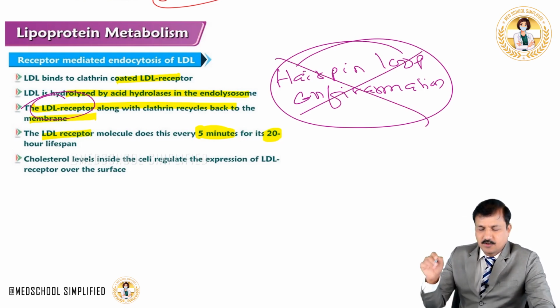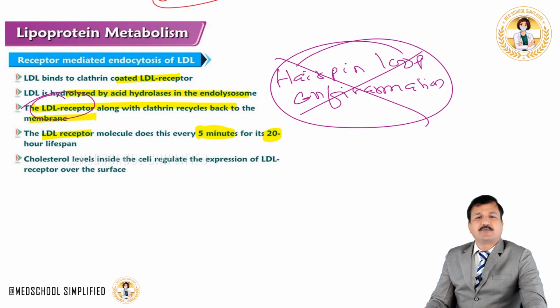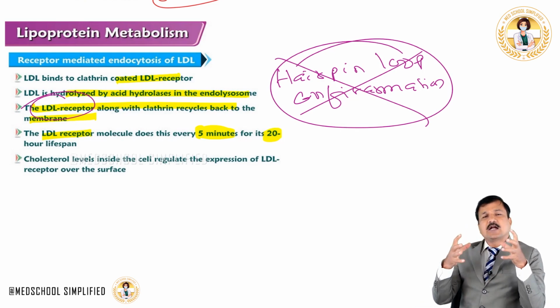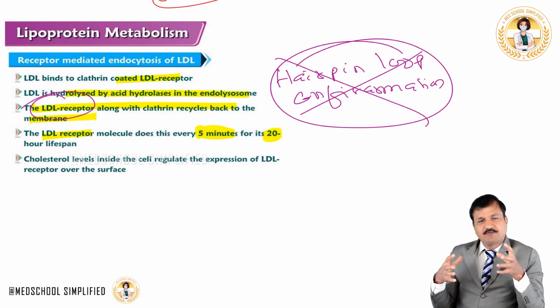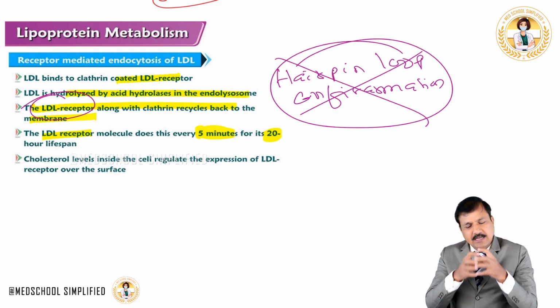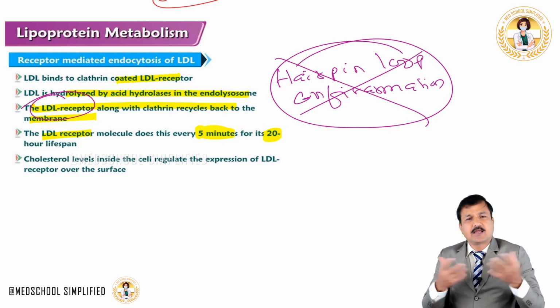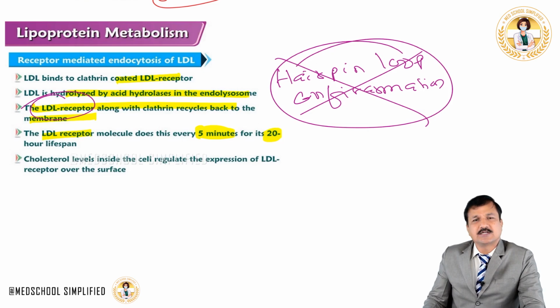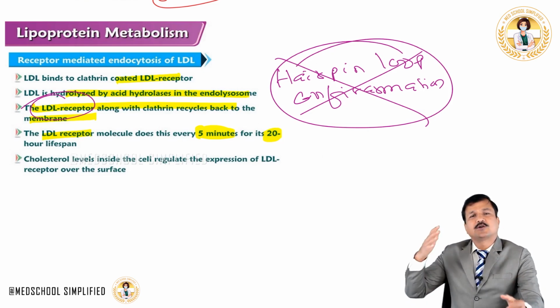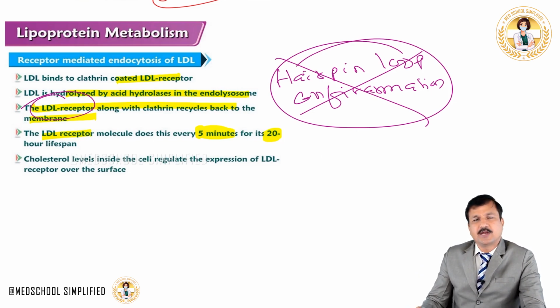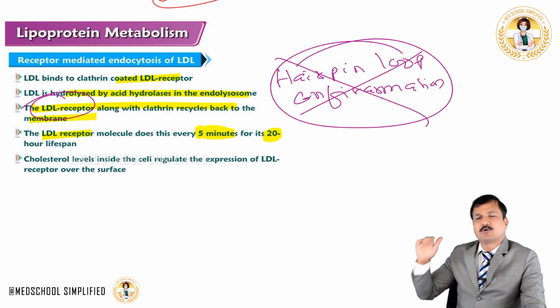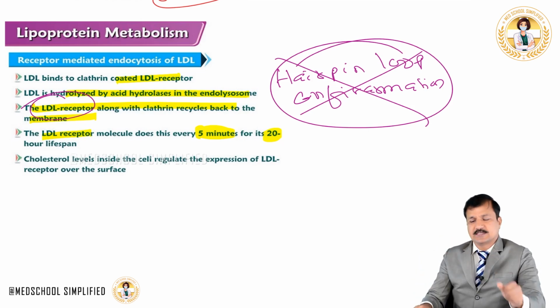So what if this hairpin loop conformation does not happen? What if this hairpin loop conformation is kind of prevented? So what will happen? LDL is not separated from the LDL receptor. That means LDL along with the LDL receptor can be hydrolyzed by acid hydrolases present in the lysosome. That means the receptor does not recycle back to the membrane. So the availability of receptor over the cell membrane simply decreases.